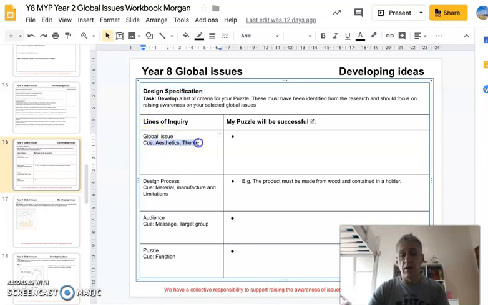But first of all, I've got to show my global issue, don't I? So someone needs to be able to look at my finished puzzle and go, yeah, I can tell it looks about global warming. We need to know about our materials. We need to know about our target group. I need to know that my puzzle works with grade 5 kids if that's who I'm designing it for. It's got to function well, it's got to be safe, it's got to be durable. These things are what we call design specifications.